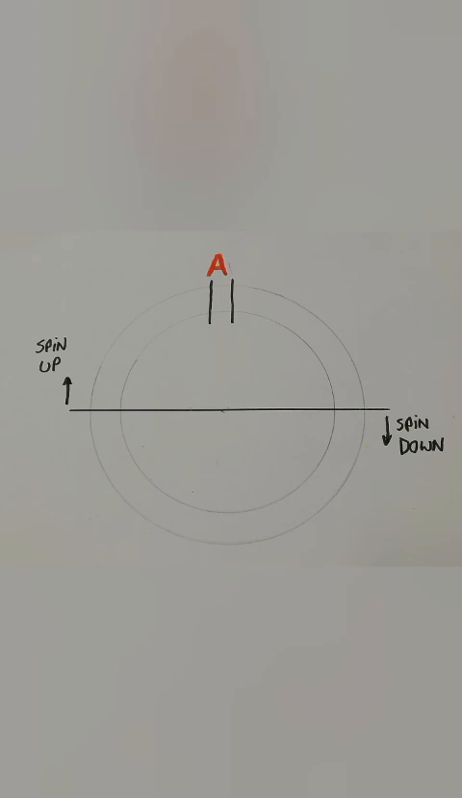And if machine 1 and machine 2 are both set to A, they will both record the opposite spin 100% of the time. So if sensor A is spin up in the first machine, it'll be spin down in the second machine, and vice versa.